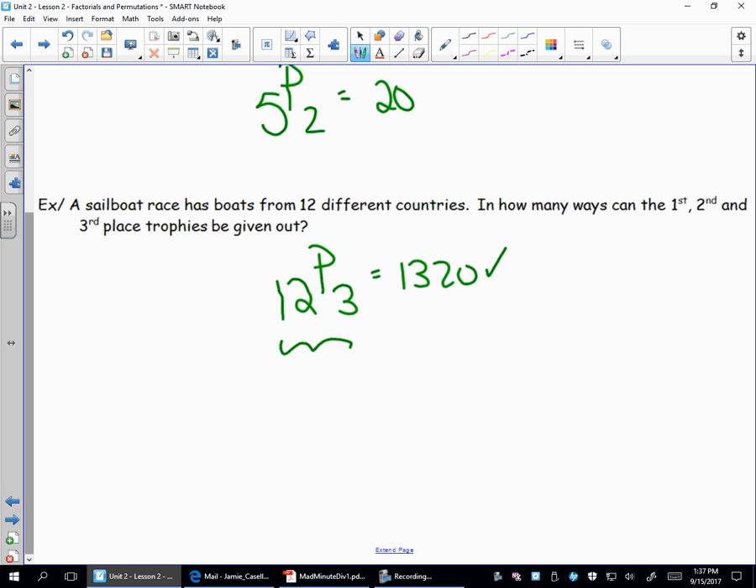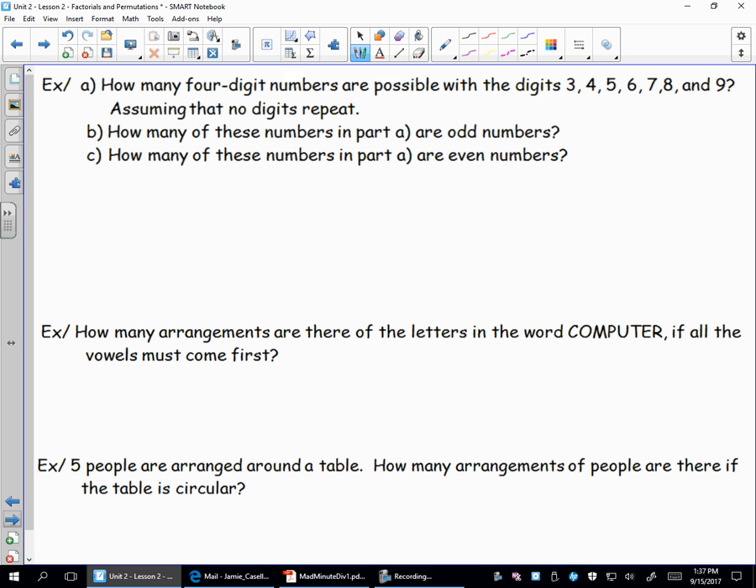And a couple more. How many 4-digit numbers, we've done this kind of thing before, are possible with 3, 4, 5, 6, 7, 8, and 9, assuming that no digits repeat? And that's important. That means I can use factorials and permutations. No repetition. Okay, so let's try this.